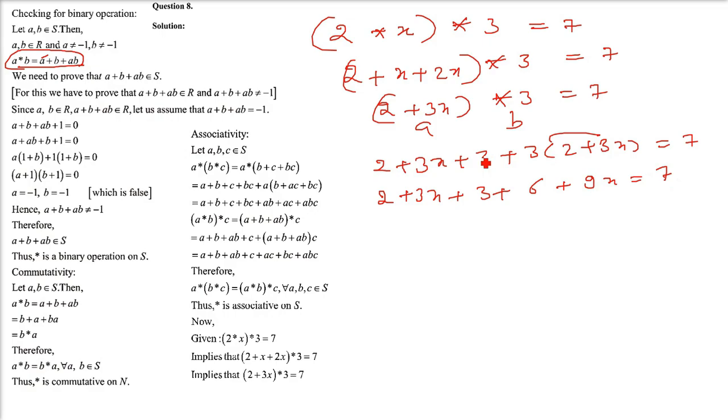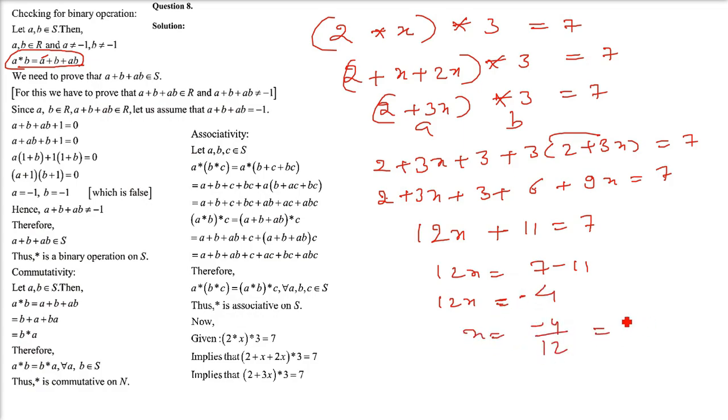So 3x plus 9x is 12x. And you have here 6 plus 3 is 9, 9 plus 2 is 11. So plus 11 equals 7. Now you can just shift this 11 there. 12x is 7 minus 11. 7 minus 11 is -4. So 12x is -4. And now x will be equal to -4 by 12, which gives you -1 by 3. So x is -1 by 3.